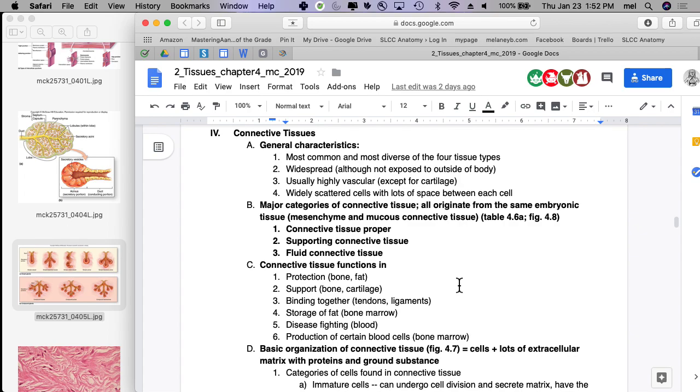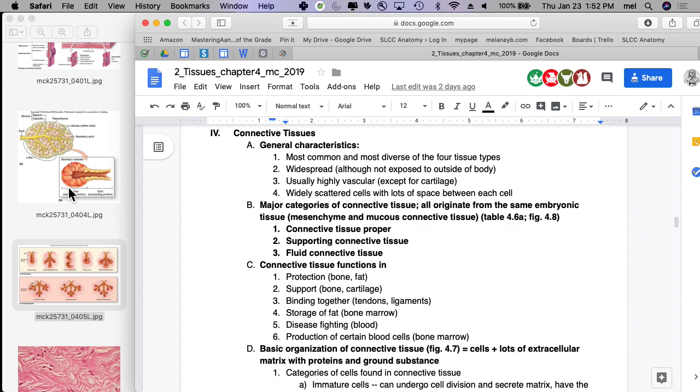So that is confusing. So first, let me explain to you why blood, bone, fat, ligaments, tendons, and cartilage are all considered connective tissue. Because as an adult, they don't have a whole lot in common.